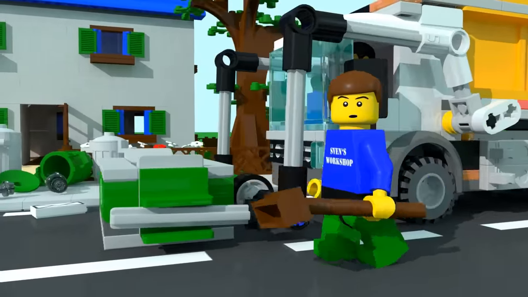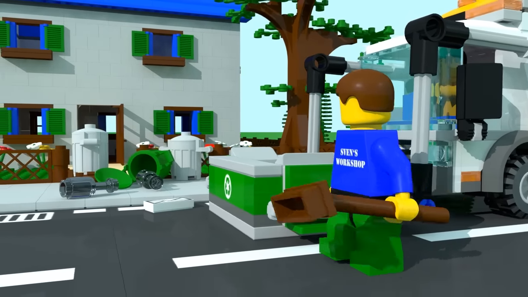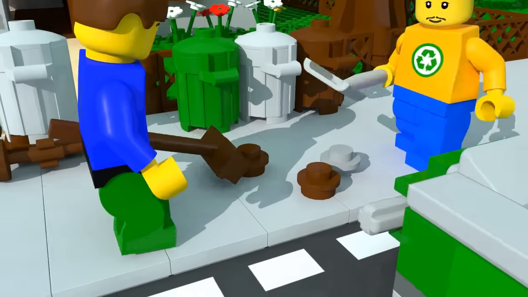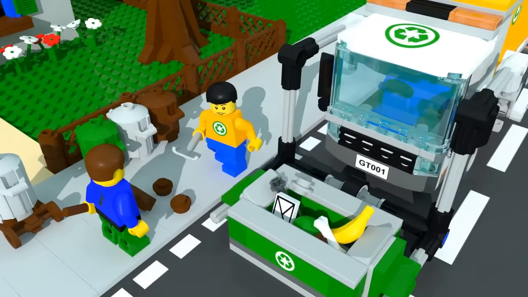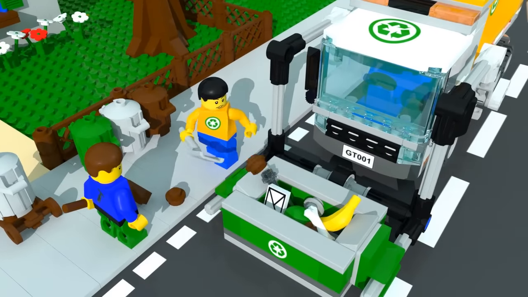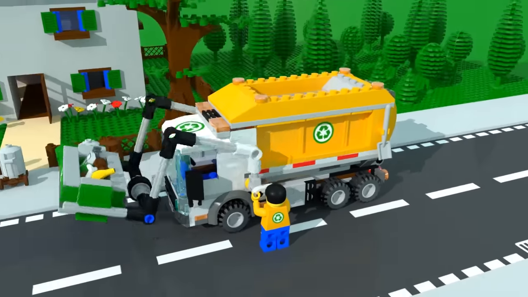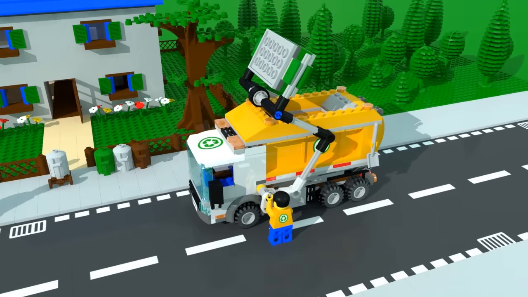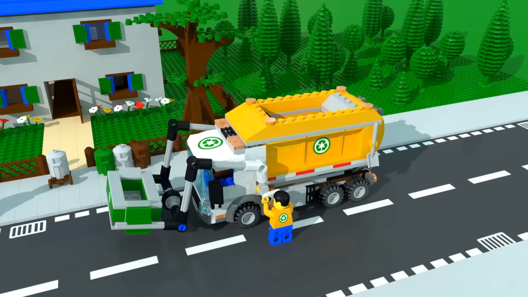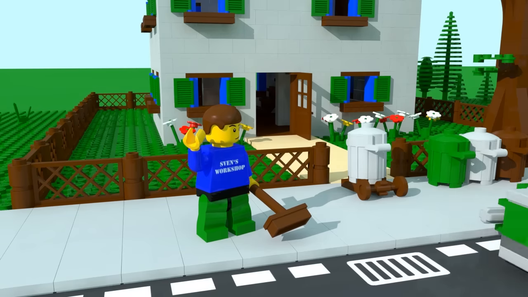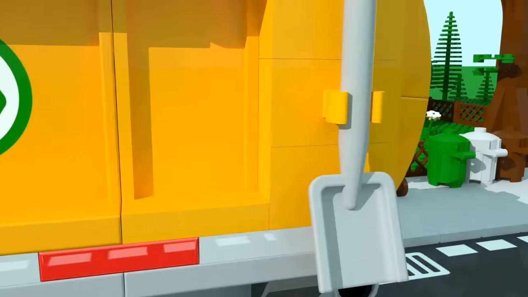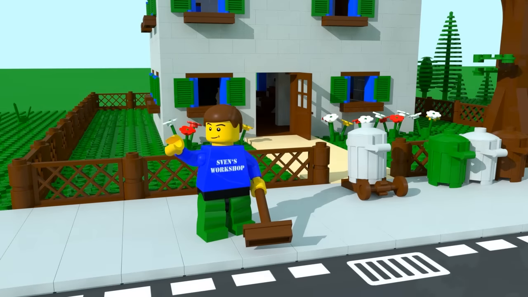Alright kids, let's clean this mess together. Bye bye, garbage truck.